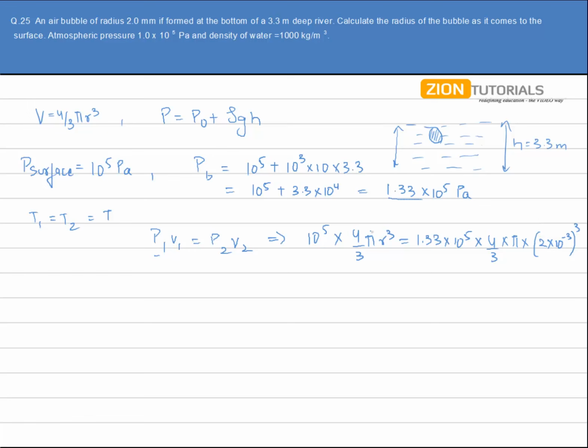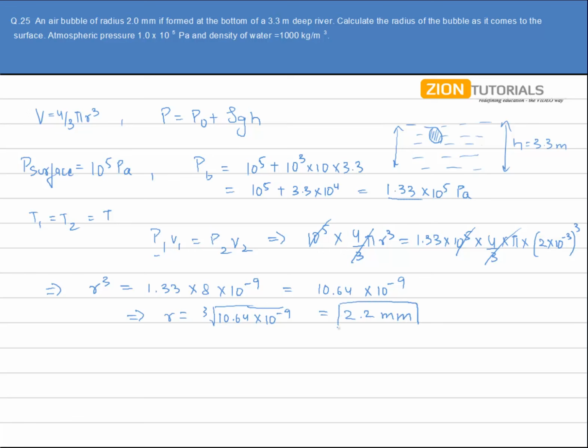Right, so we can cancel out 4/3 pi and 10 raised to the power 5 from both sides. So this will give me r cube equal to 1.33 into 8 into 10 raised to the power -9. If we calculate 1.33 into 8, this will be 10.64 into 10 raised to the power -9, right? Now we have to take a cube root. So R would be equal to the cube root of 10.64 into 10 raised to the power -9. If you calculate, you will get the value approximately 2.22 millimeter, right? So this will be the answer.